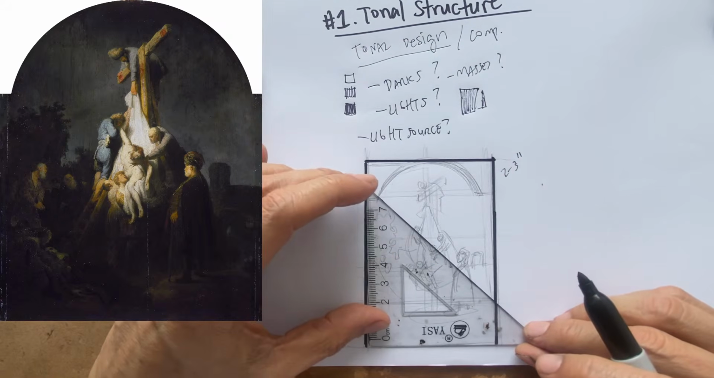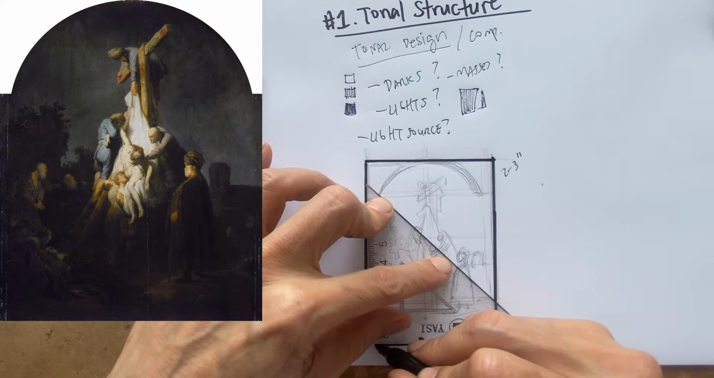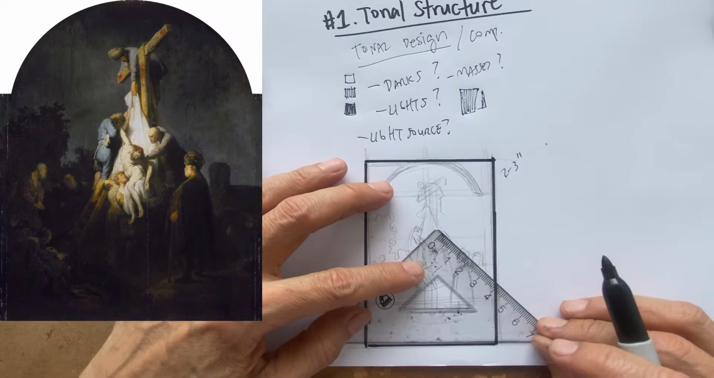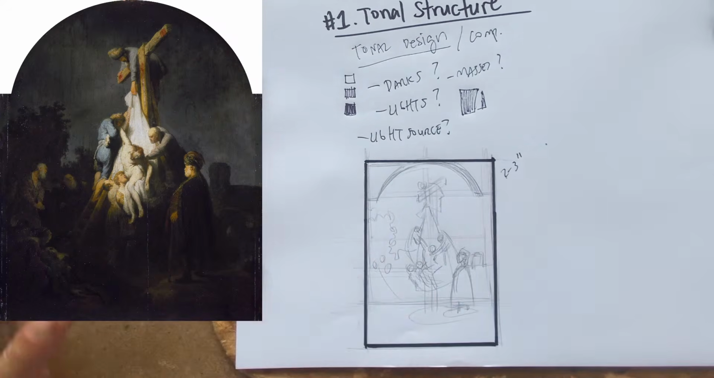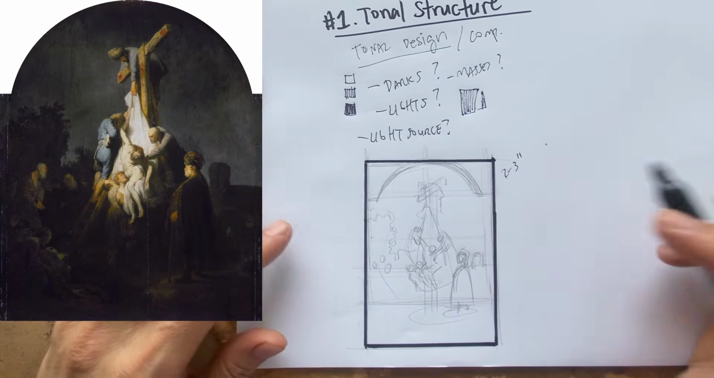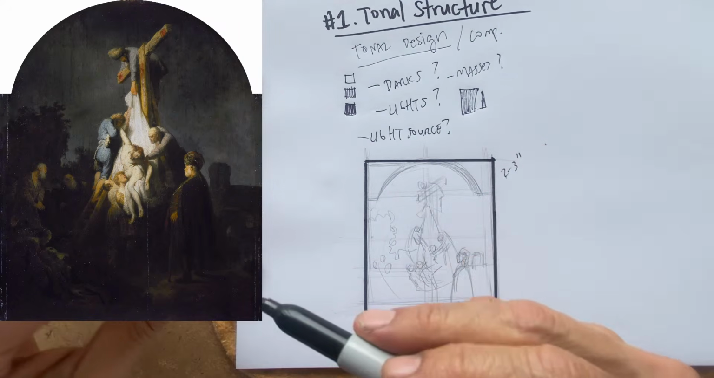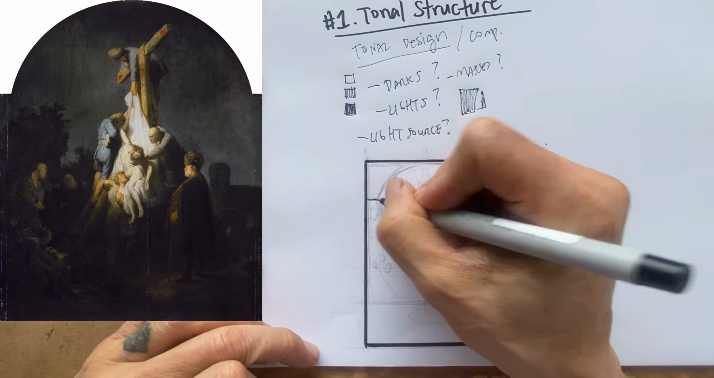Comment below if anybody watching has seen my old tonal composition video. I made one about 10 years ago now, I think. And I used the digital. Obviously digital is much easier, but I want to do much more traditional now. Alright, so I locked in my frame. Now I'm going to lock in this thing.